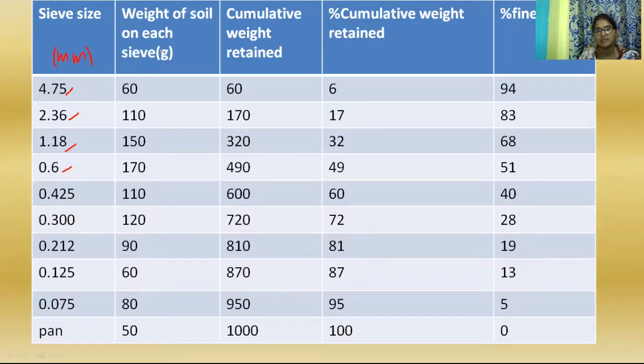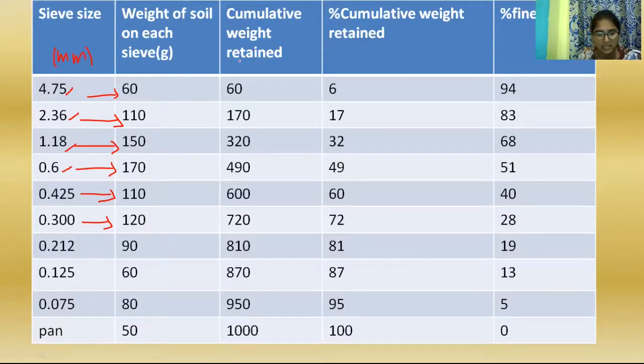Now the weight retained on each sieve. The soil on top is collected and weighed. On the 4.75 sieve the retained sample is 60, on 2.36 it is 110, on 1.18 it is 150, the next is 170, then 110, and on the 300 micron sieve the retained sample is 120. This way we collect the retained soil sample on each sieve.